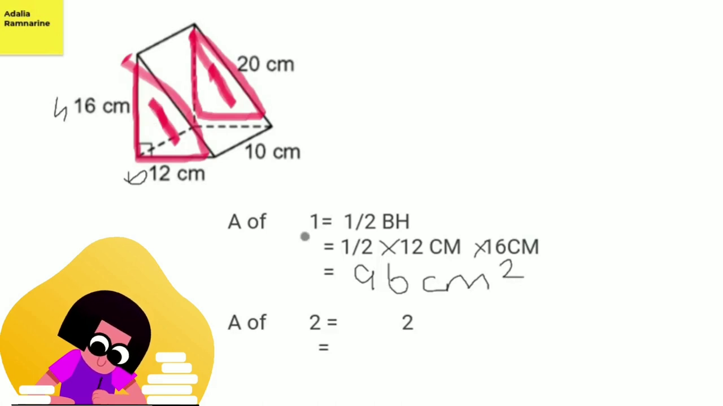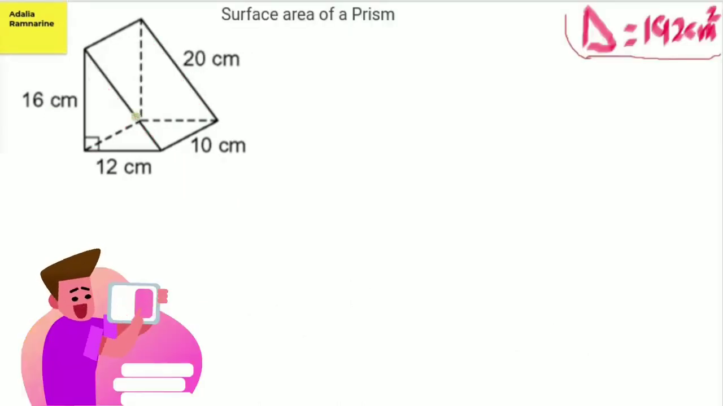And now we're going to take the 96 and multiply by 2 because the triangles are parallel and there are two of them. This will give us a total of 192 cm square. Now we're finished with the triangles. Now we're going to start with the rectangles.